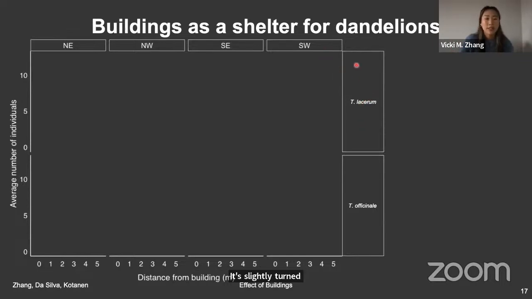And along the secondary y-axis, this is Arctic native dandelion, Taraxacum lacerum, and Taraxacum officinale. This is the invasive dandelion.